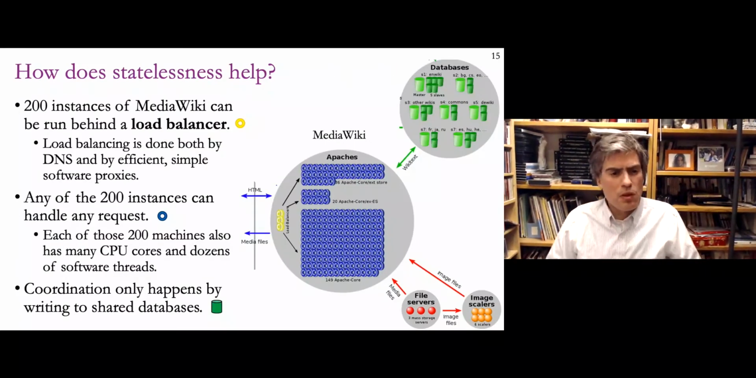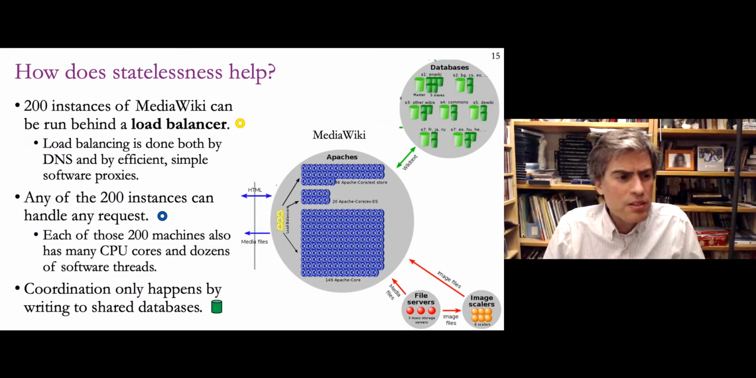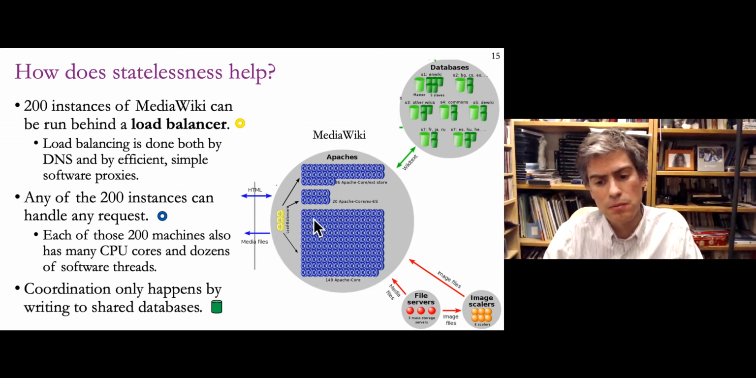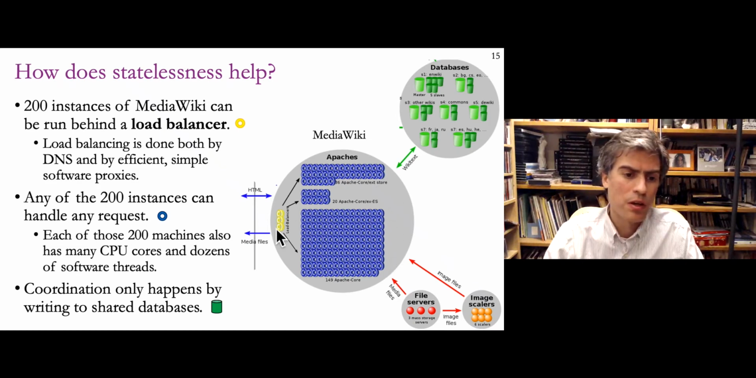Okay, so we've been talking about statelessness. How does this help again? Well, let's look at Wikipedia, the MediaWiki application. In this example, remember that I showed you this before, the basic setup of Wikipedia, where they have 200 different copies or instances of MediaWiki, their main application, running behind a load balancer, really a set of load balancers. So all these blue donuts are copies of the application. There are load balancers in front. Load balancing is done by DNS and software proxies. We'll talk more about that in a couple more lectures.